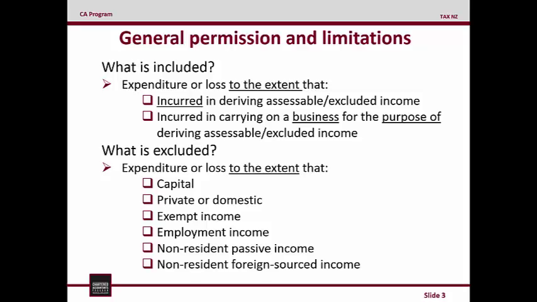The fifth and sixth limitations apply to non-residents. Any expenditure incurred in deriving passive income, such as interest or dividends, or income that has a foreign source, is not deductible to the non-resident. The passive income limitation is because these amounts will have already been subject to a final tax, which you'll learn more about later in the module when you study the international tax units. The foreign sourced income limitation is because these amounts are not assessable income of the non-resident, so the deductions incurred are treated in the same manner and are not deductible.